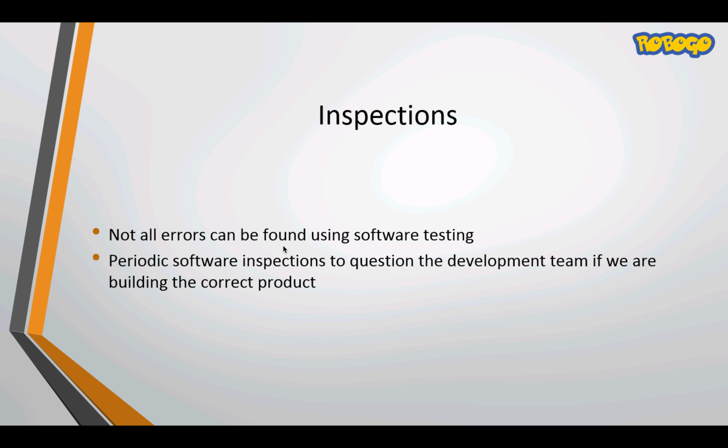Inspections. Inspections are actually an alternative to testing because not all errors can be found using software testing. Periodic software inspections to question the development team on whether we are building the correct product should be done during the project development period.